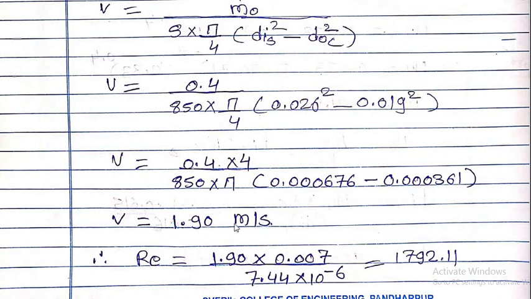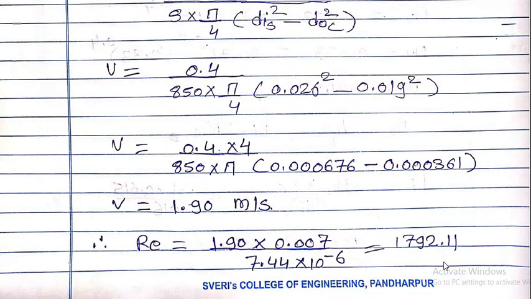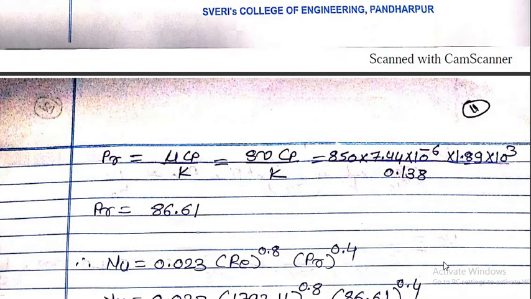So by using the same velocity we can calculate the Reynolds number. Reynolds number is equal to velocity multiplied by hydraulic diameter divided by kinematic viscosity. So velocity is 1.90, hydraulic diameter is 0.07, divided by 7.44 into 10 raised to minus 6, which is the kinematic viscosity. So we'll get the Reynolds number as 1792.11.